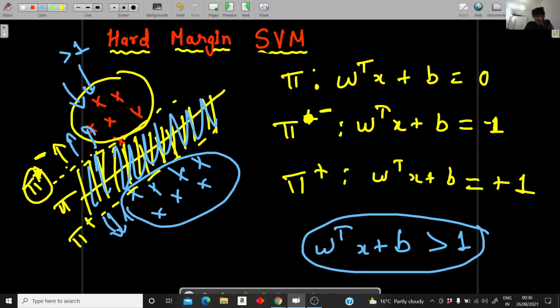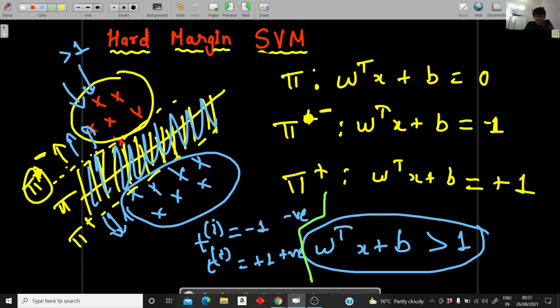So let's say we define one parameter called Ti for the ith data point. Let's say Ti equals -1 for negative instances and Ti equals +1 for positive instances. Let me just change the color.